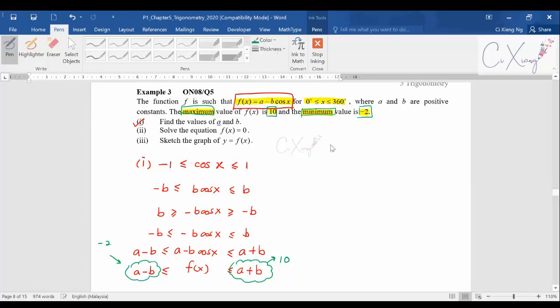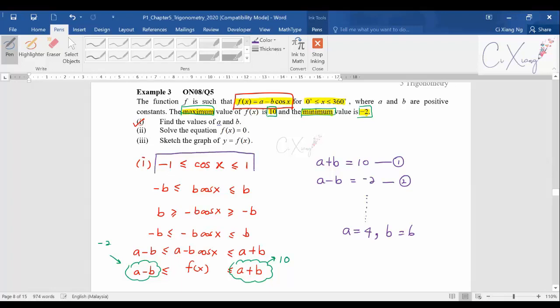So from here, you can actually create two equations here. First equation is a plus b equals to 10. The second equation is a minus b equals to negative 2. Alright, so for this part, if you solve simultaneous equation, you will get a equals to 4 and also b equals to 6.